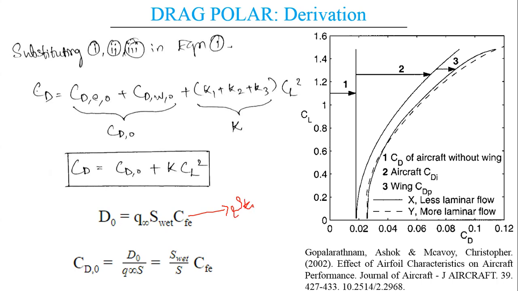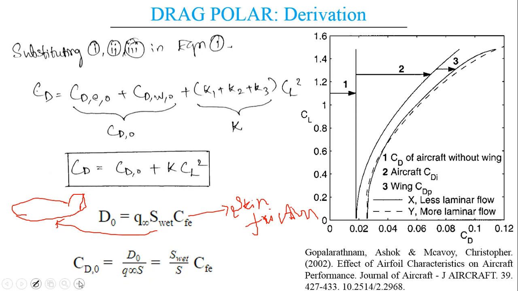So here we can see that for skin friction, we know the value of D naught. From this, when we try to derive the further portion, we also need to know about S wet. S wet is nothing but the wetted area. The wetted area of an aircraft is the portion of the aircraft which interacts with the air. So basically, any surface or area which is exposed to air comes under the wetted area. It is different from the normal area. S over here is the planform area.